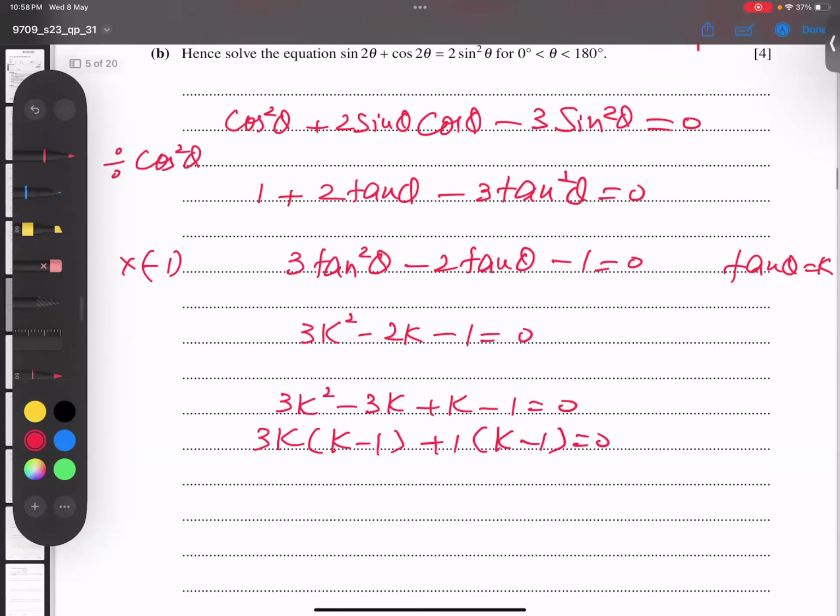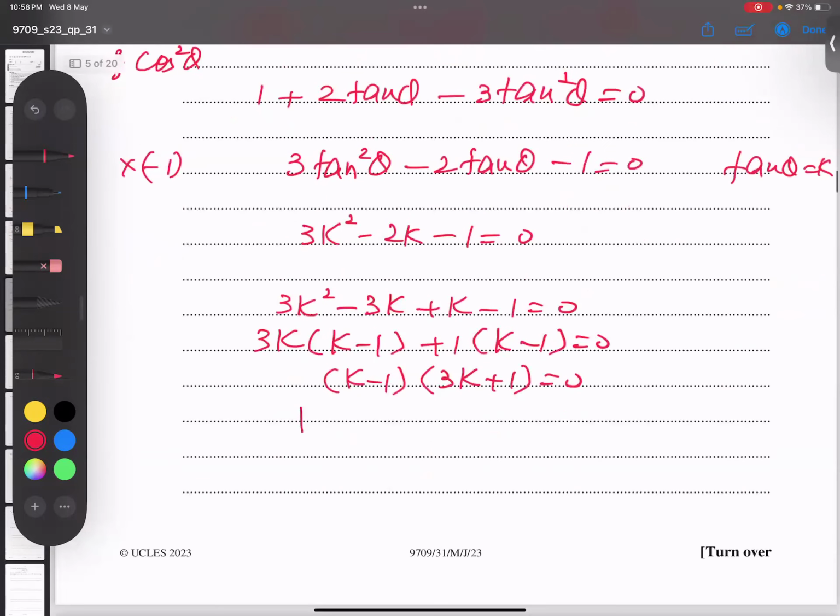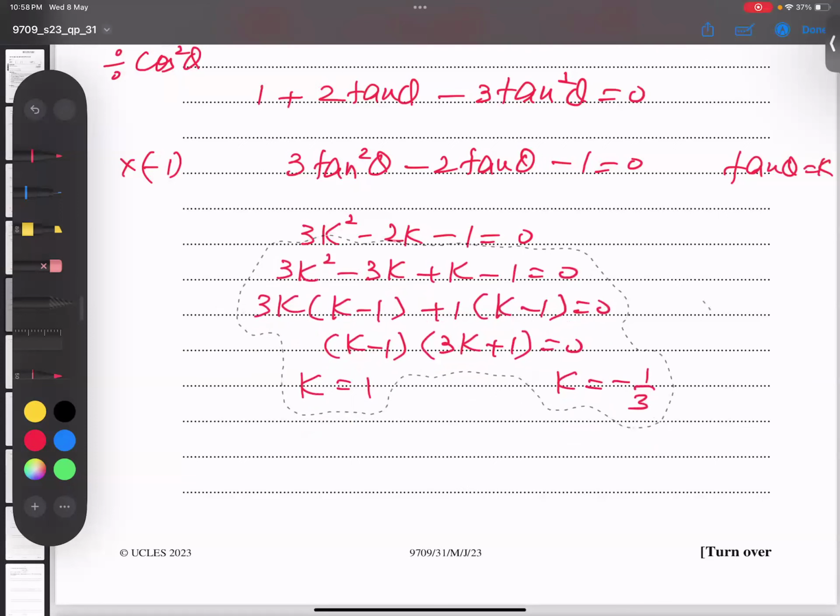Or you can apply the quadratic formula, but you are in grade 12. I prefer factorization, so you should prefer it as well. Okay, let's go for two answers. We got 1 and we got minus 1 over 3. I plug them back into the equation. Hold on, I'll bring this slightly up.